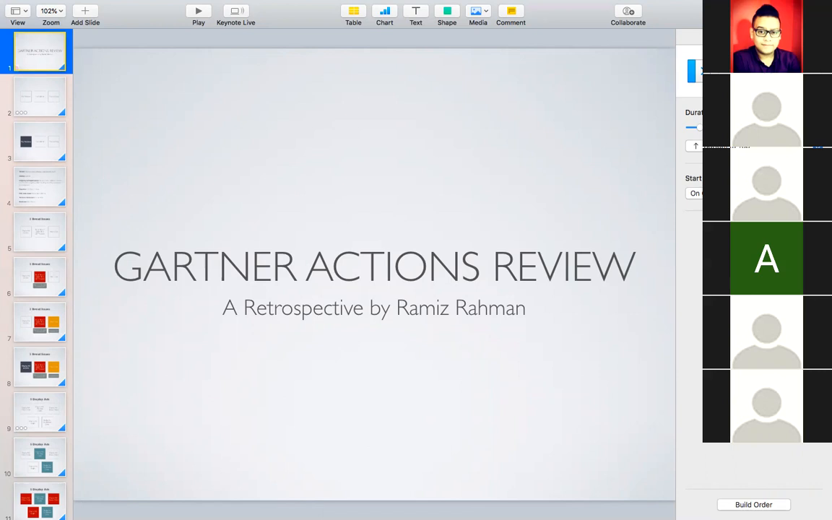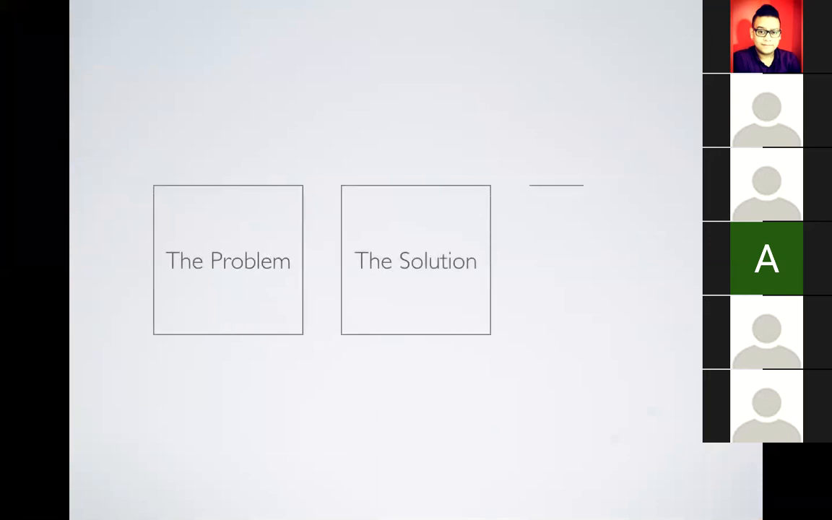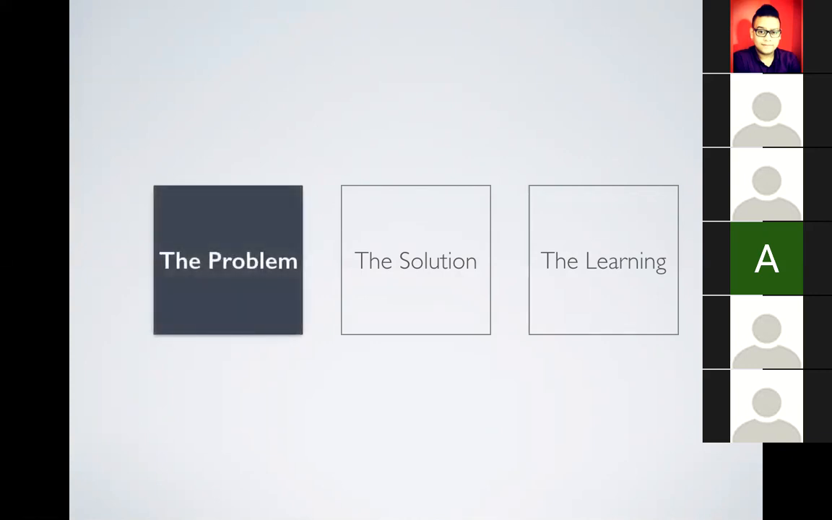So let's begin. This is going to be a review of a Gartner action ticket that I solved, and I'm just going to go through everything in this ticket. There's a lot to cover, so we're going to divide this presentation into three parts: the problem, the solution, and finally, the learnings that I had. So let's begin with the problem.